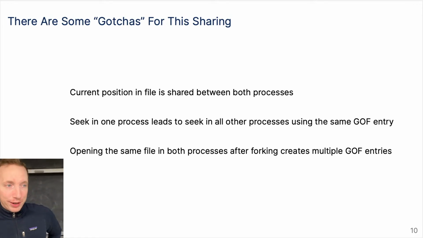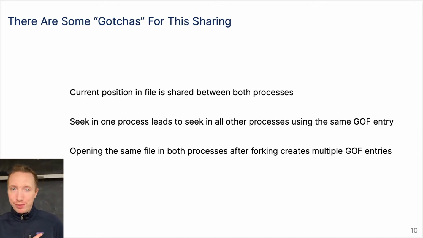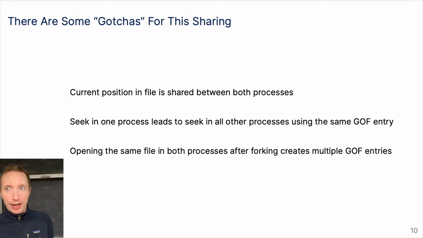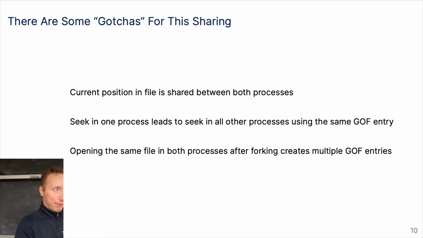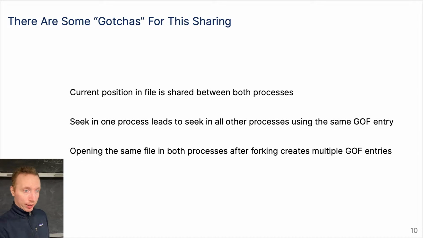And another gotcha, if that isn't bad enough: because they're sharing the same position, if one of those processes decides to seek after the fork, it would seek in both processes. So you might have two read calls in the same process that read the same information because the other process just seeked the position back to the beginning of the file on you, and you can't tell any different. Those seek calls that change the position will change the position for every single process that's pointing at that entry.